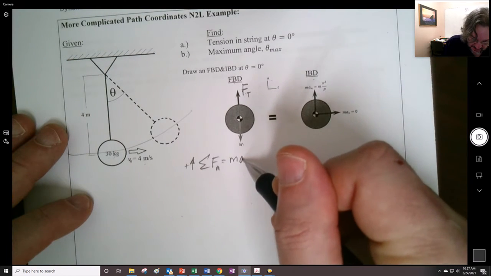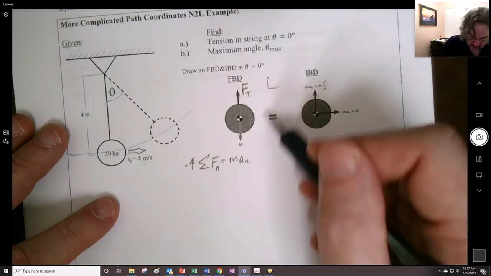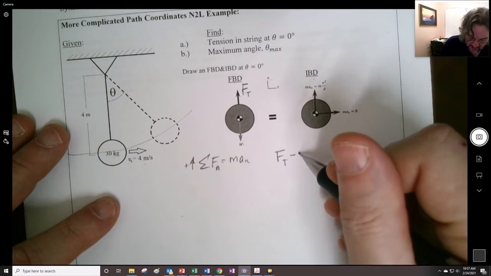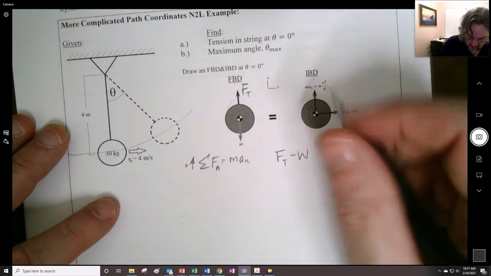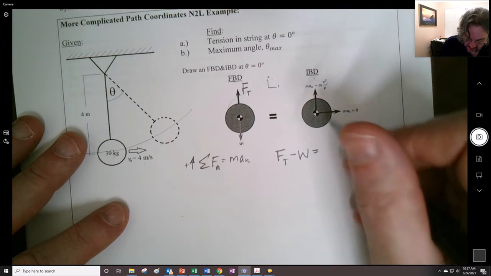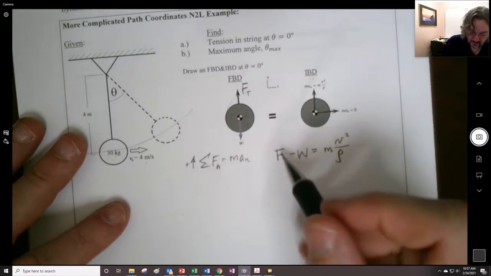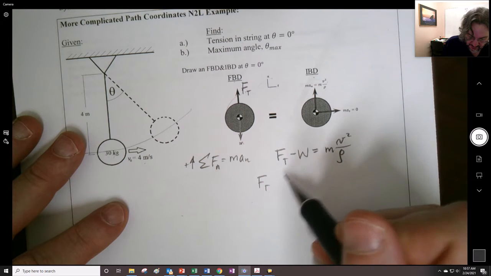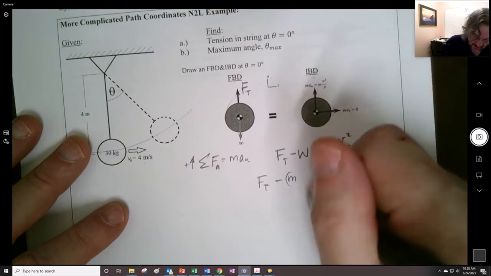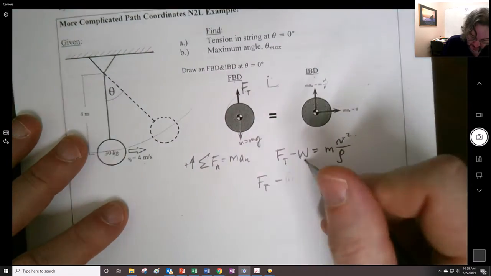It's going to be mass times acceleration in the normal direction, and we know that happens to be m v squared over rho. So we say FT minus the weight of the thing, those are all the forces in the normal direction, is equal to mass times velocity squared over rho. We want to find that tension. I wrote the weight as mg; I should have just written that as mg.